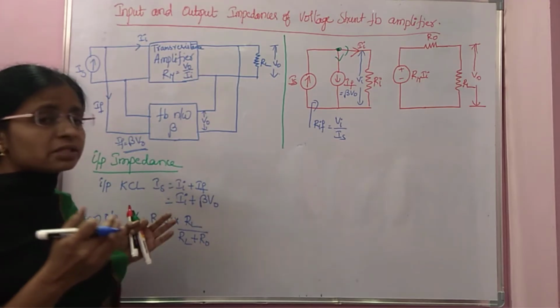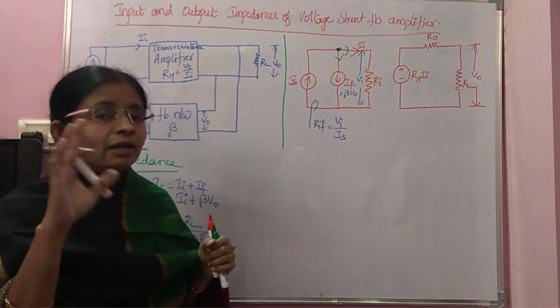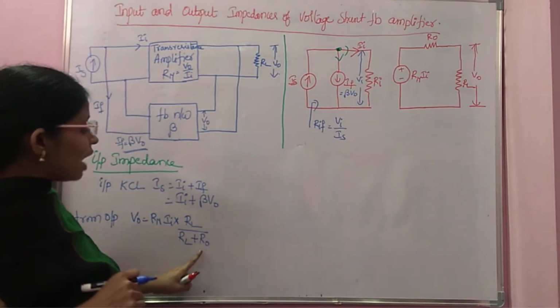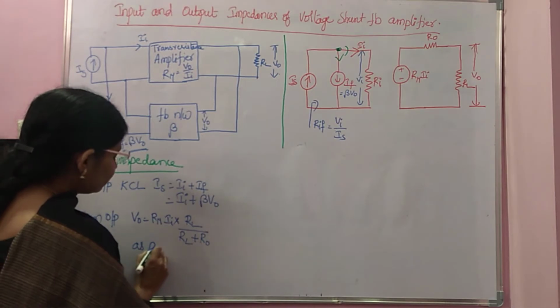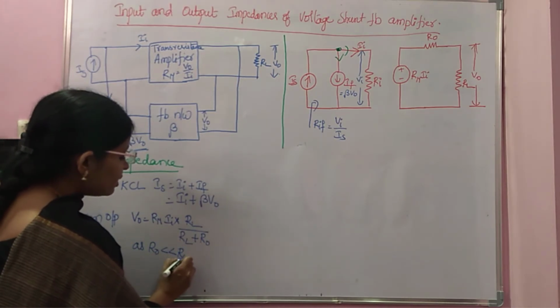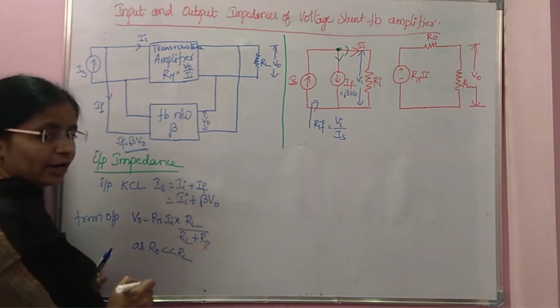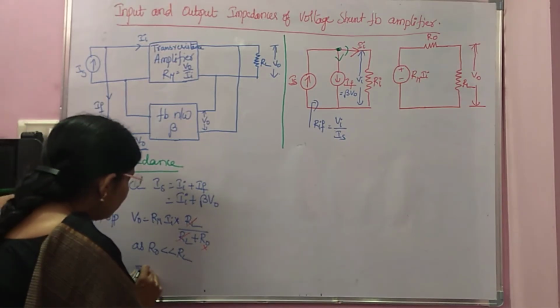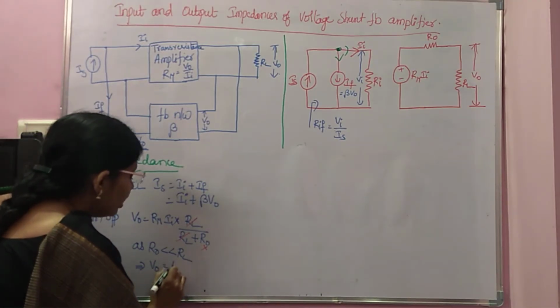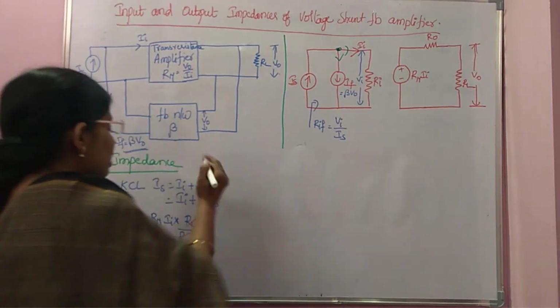For the trans resistance amplifier, the input and output impedances are very low. As the output impedance is very low, R0 is far less than RL, so you can neglect R0 and then cancel RL. So it implies V0 is RmIi. Okay, so V0 is RmIi.